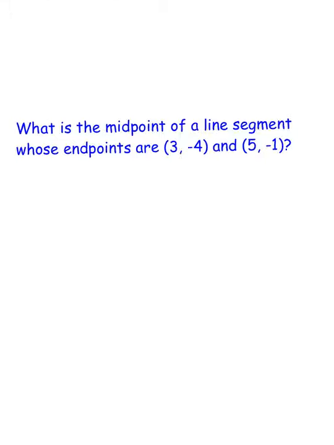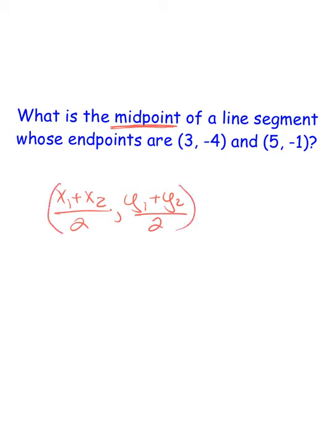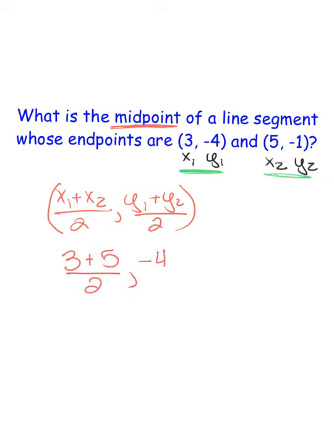Let's try the first example. What is the midpoint of a line segment whose endpoints are (3, -4) and (5, -1)? If I see the word midpoint, I'm going to write the formula: x1 plus x2 over 2, y1 plus y2 over 2. This is point 1, so that's x1, y1. The second point is point 2, so that's x2, y2. All we're going to do is substitute these values into the formula. My x1 value is 3, my x2 value is 5, divide by 2. My y1 value is -4, my y2 is -1, and I divide by 2.